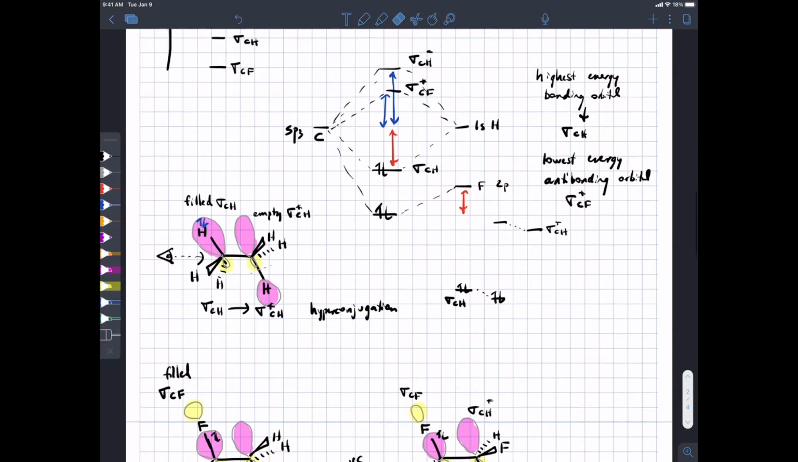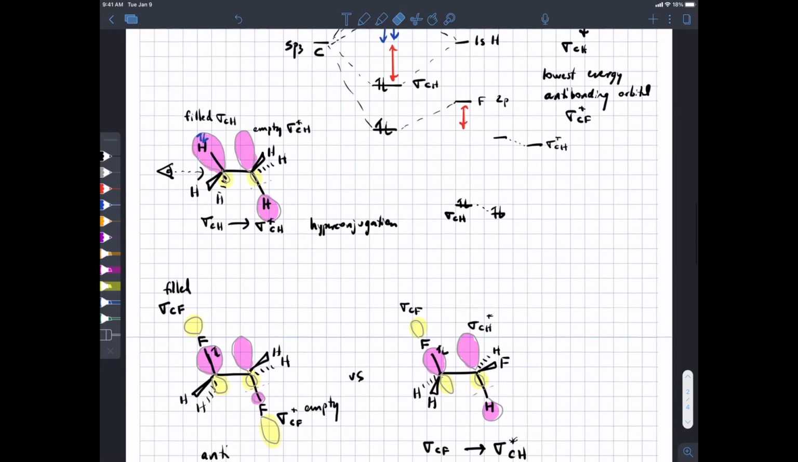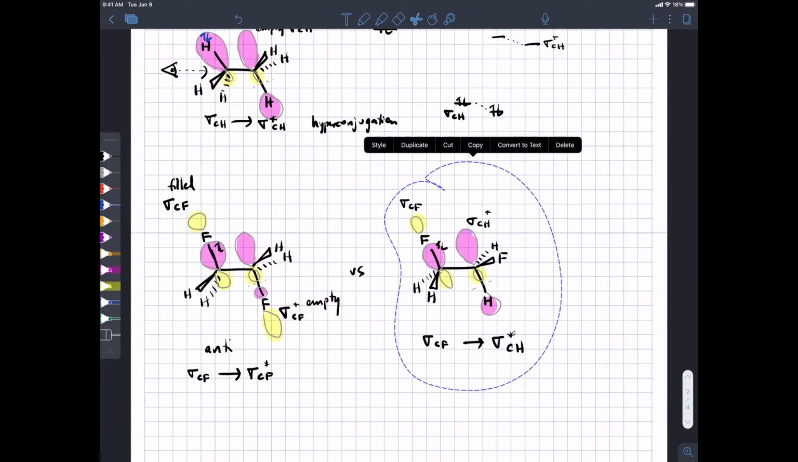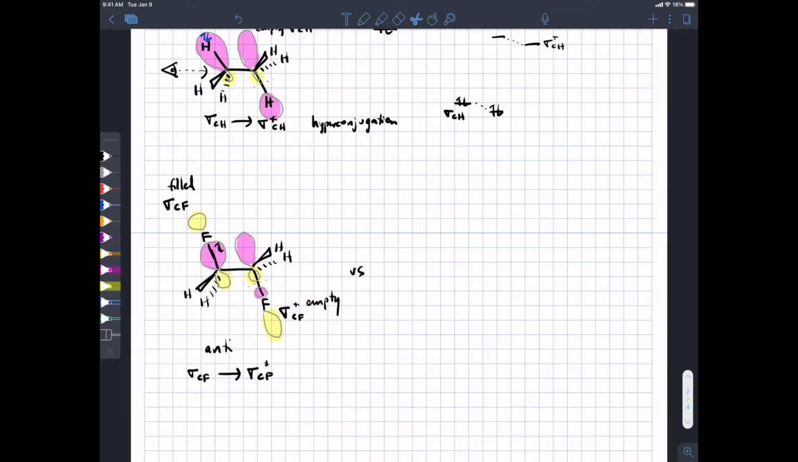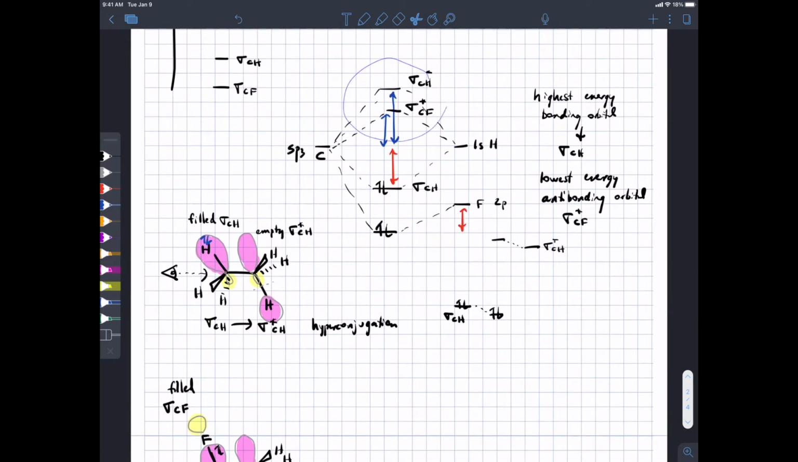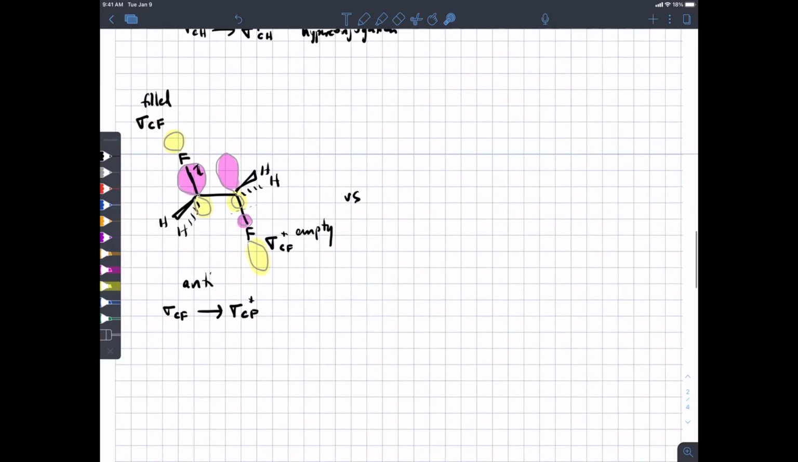So let's frame the discussion this way. I'm going to erase what I've drawn over here on the right because that wasn't the right comparison to make to help you see the stability difference. Of the two empty orbitals that we have, which is going to be the best acceptor? The lower energy one, right? The carbon-fluorine sigma star. Of the filled orbitals, which is going to be the best donor? Carbon-hydrogen, right?